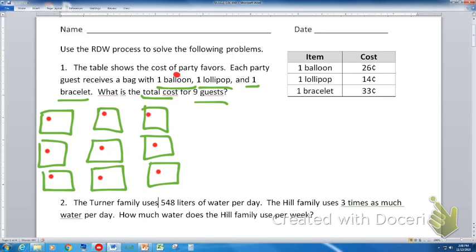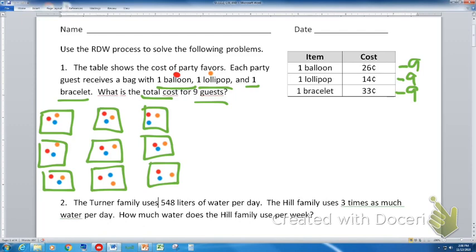So the balloons will be red, the lollipops will be orange, and the bracelets will be blue. So then I asked each student how many of each item they would need. So they would need 9 balloons, they're going to need 9 lollipops, and they're going to need 9 bracelets.